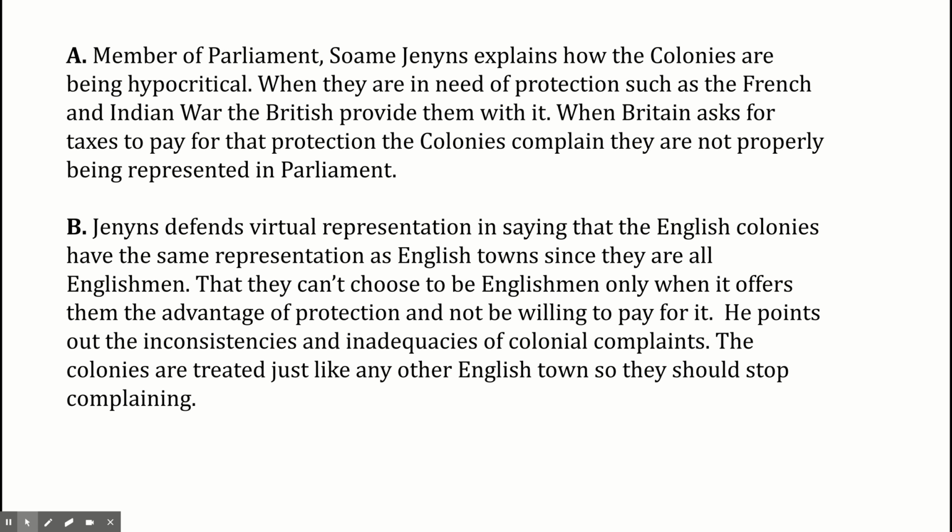Defends virtual representation. I love this, and saying that the English colonies have the same representation as English towns. And so, again, concrete, specific detail, and understand it.